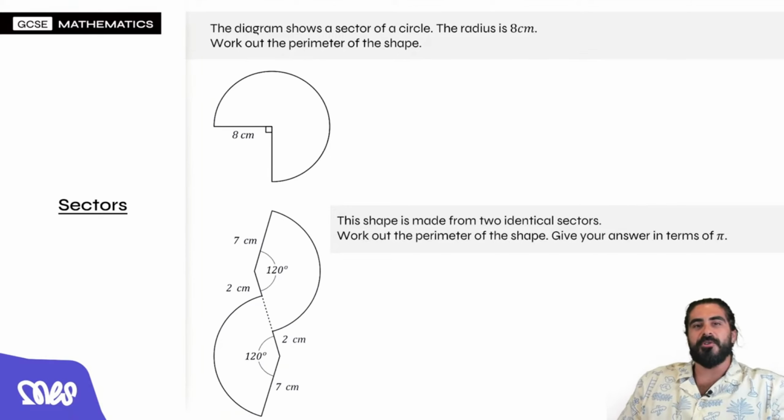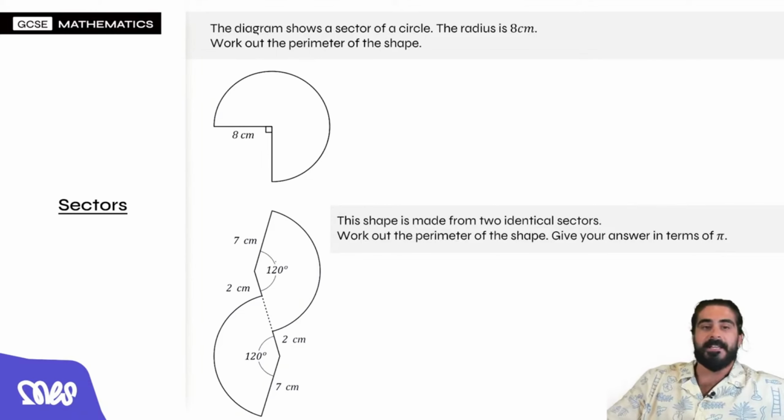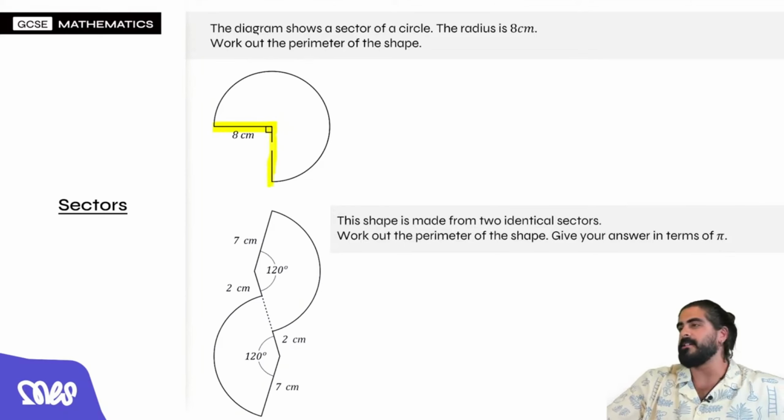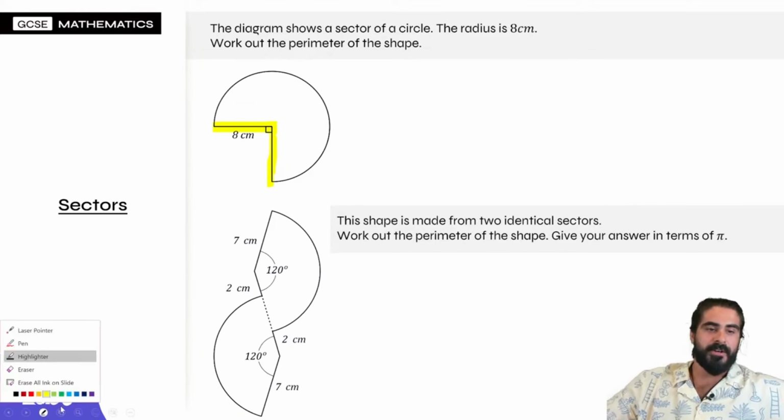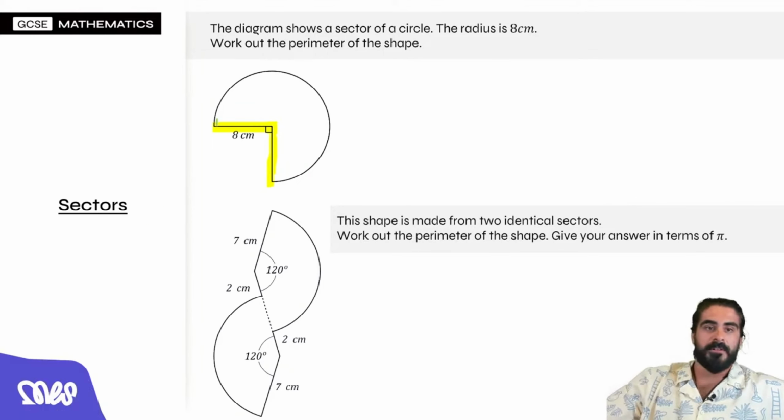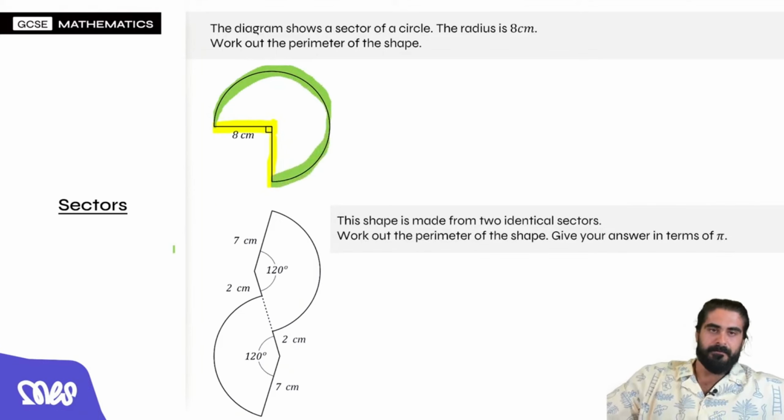The diagram shows a sector of a circle. The radius is 8. Work out the perimeter of the shape. Now be careful, they're asking for the perimeter of the shape. The perimeter is made up of 3 different things. There's the 2 radii, so the plural for radius is radii. Some people say radii, but I say radii. So it's 8 plus 8, but then you also have the full arc length. So we need to work out what that arc length is.